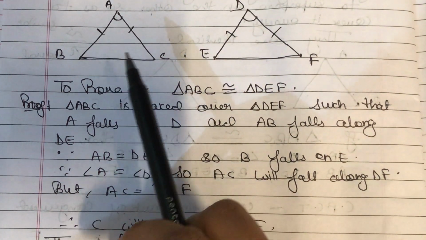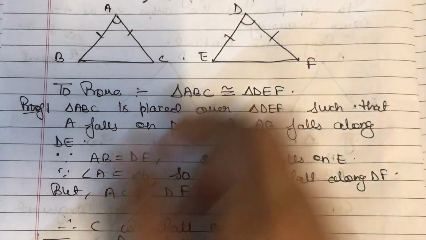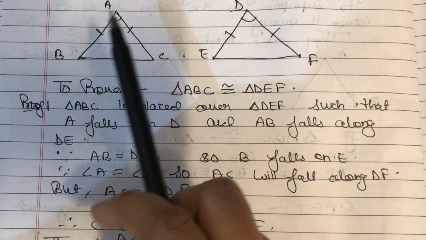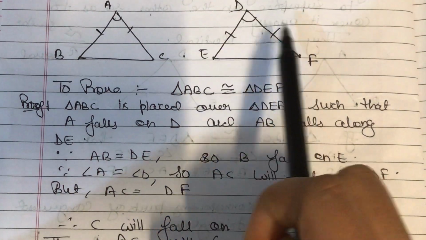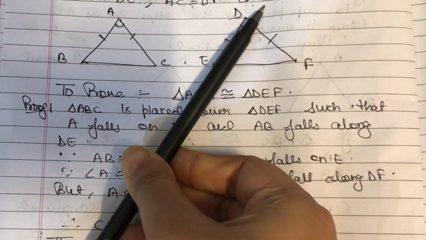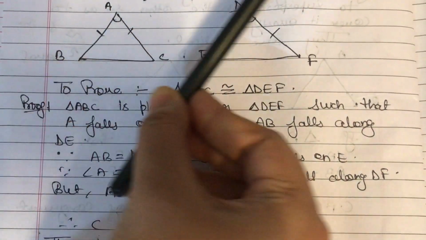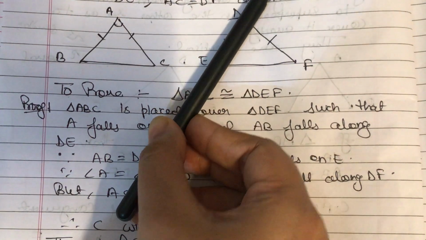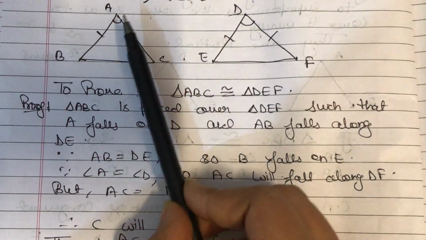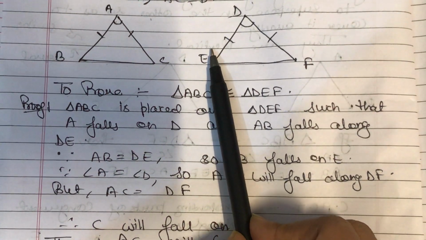So let us assume that I pick A and place it over D. I'm going to place triangle ABC over DEF such that A falls on D. If A falls on D, can you see that B will also fall on E? Because I'm going to pick this and put it over here. So if A is falling at point D, then definitely B will fall at E. Why? Because AB is equal to DE, already given in the question, right?